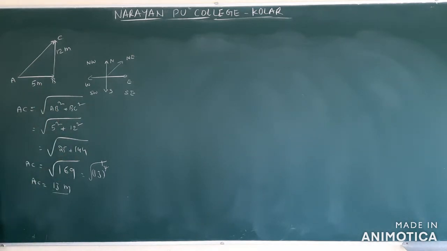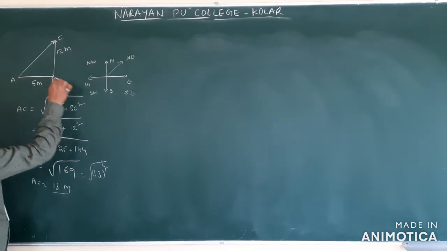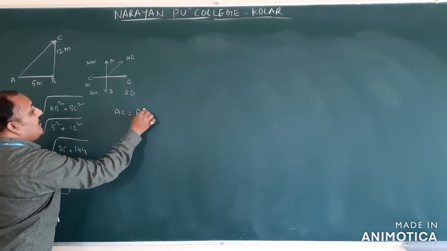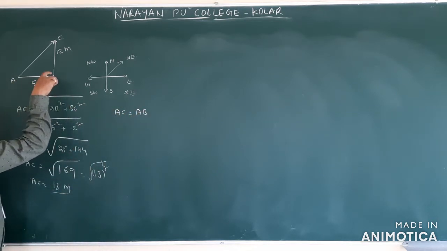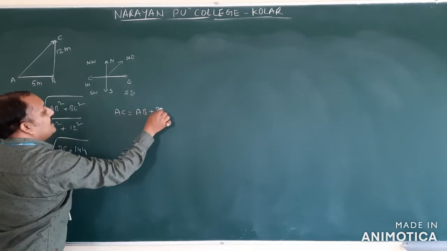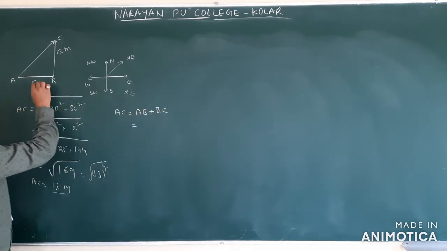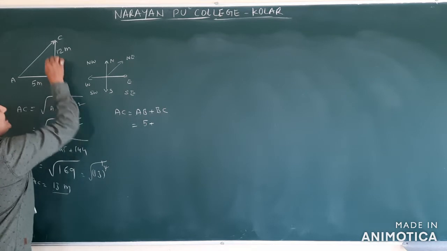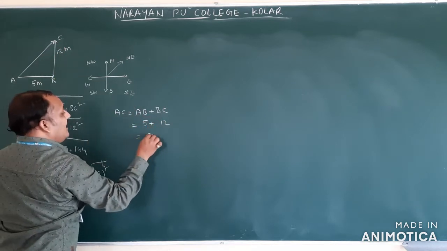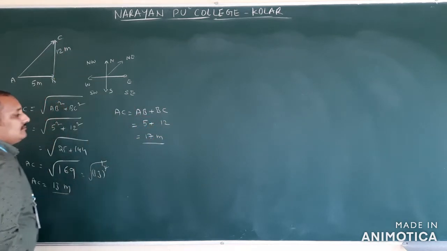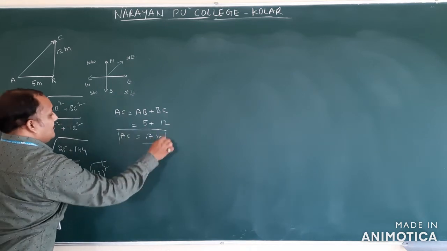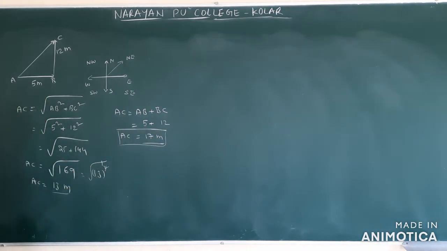Okay. Next they ask for distance. Distance means, according to the definition, total path covered by the object. Total path means here A to C. First he covered from A to B. Next he covered from B to C. So AB plus BC. What is the AB value? 5. What is the BC value? 12. So total 17 meters. So this is nothing but distance. Distance does not require direction. Okay, so that is example number 1.